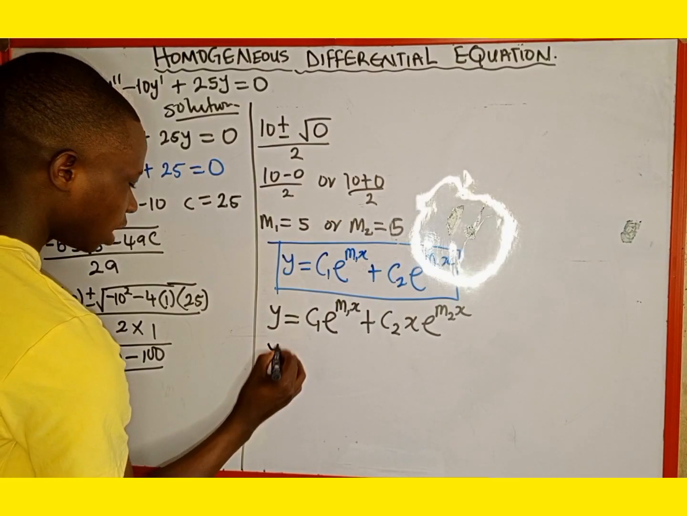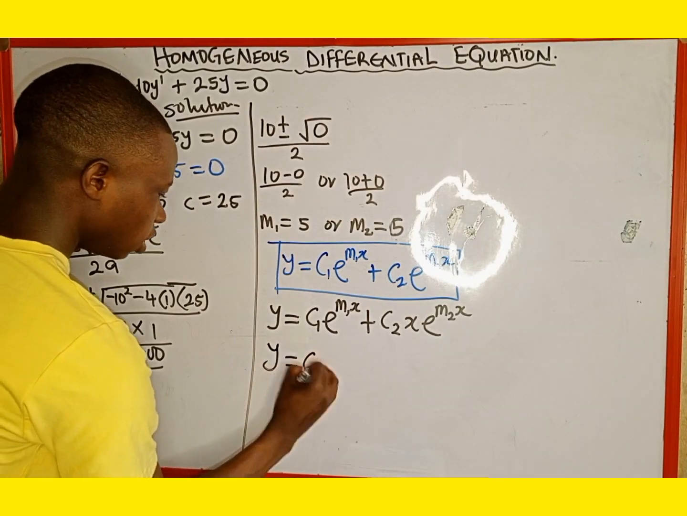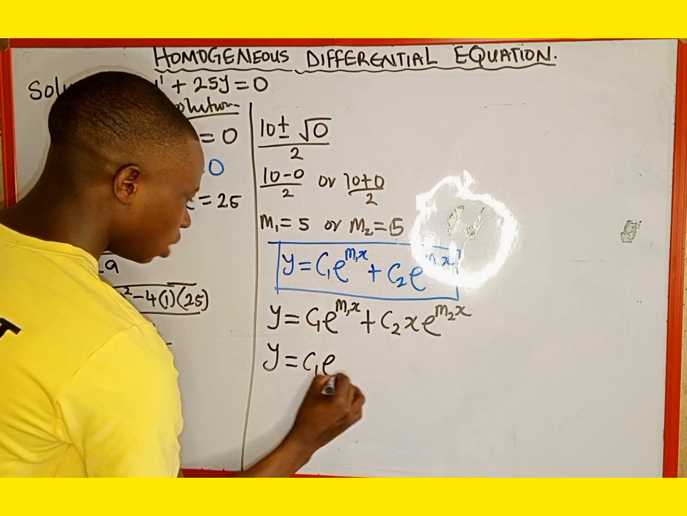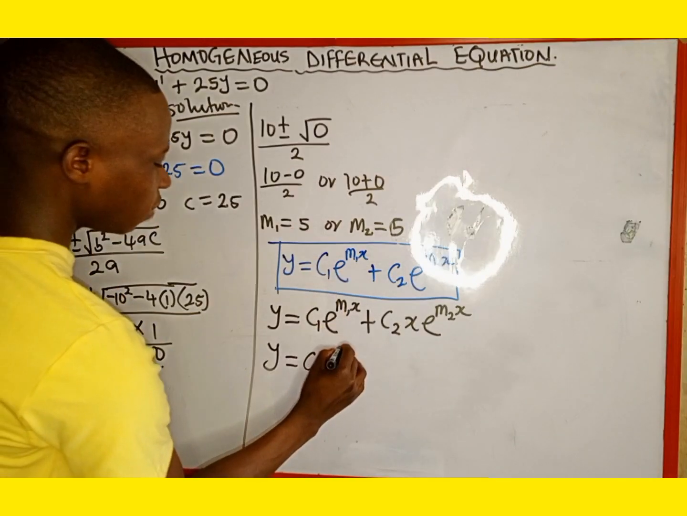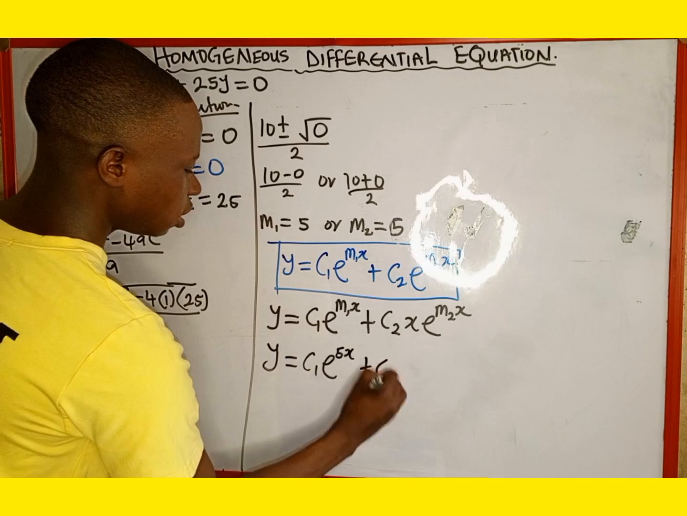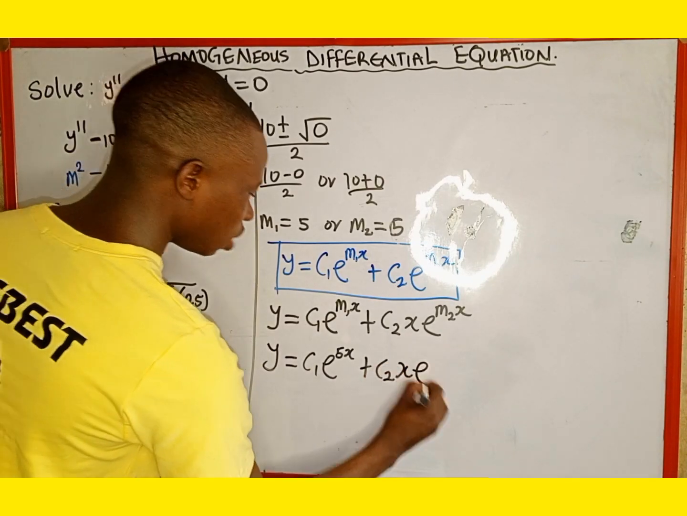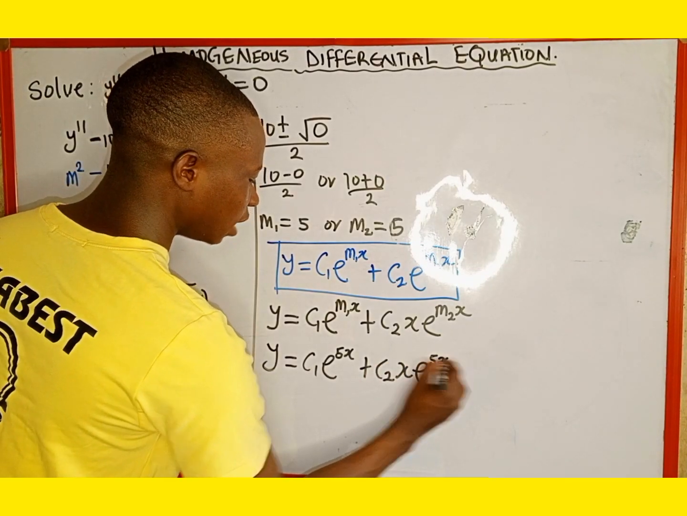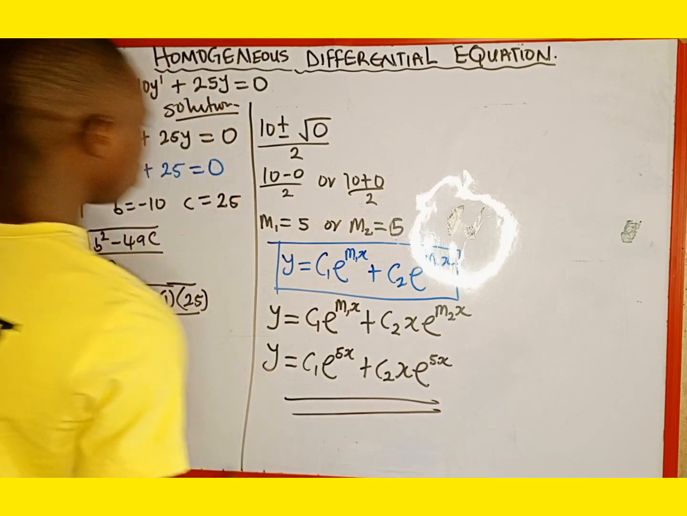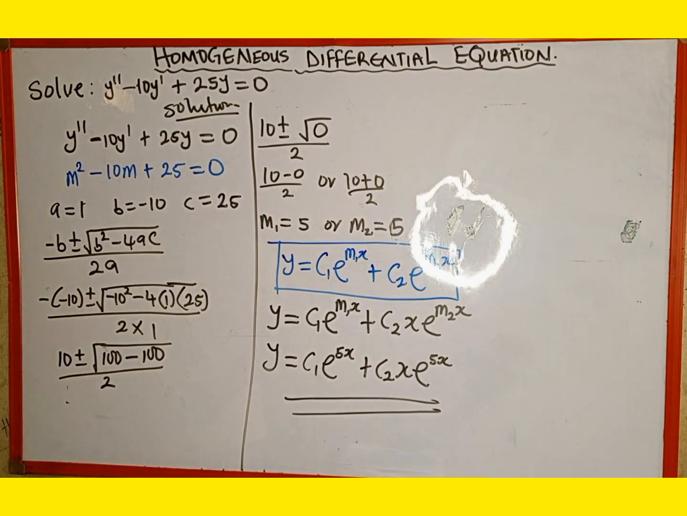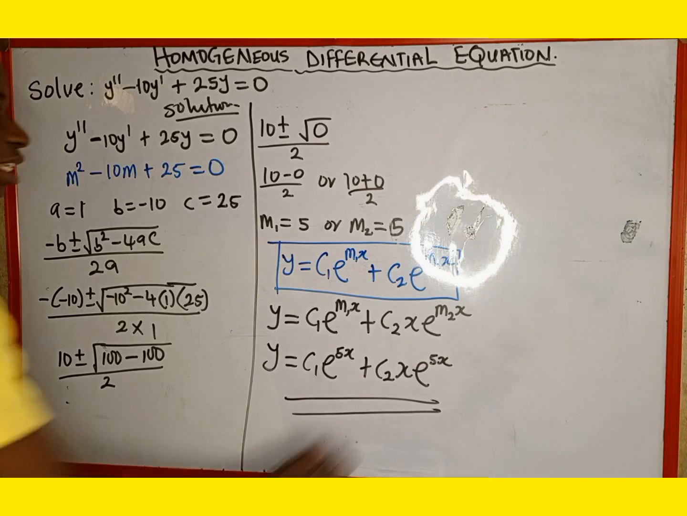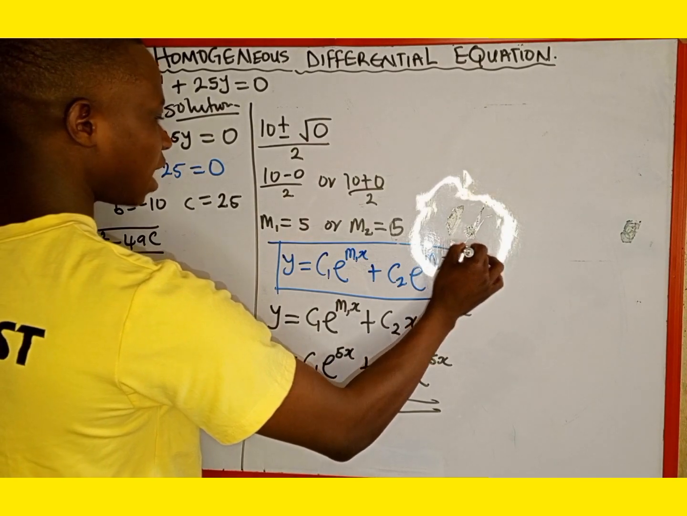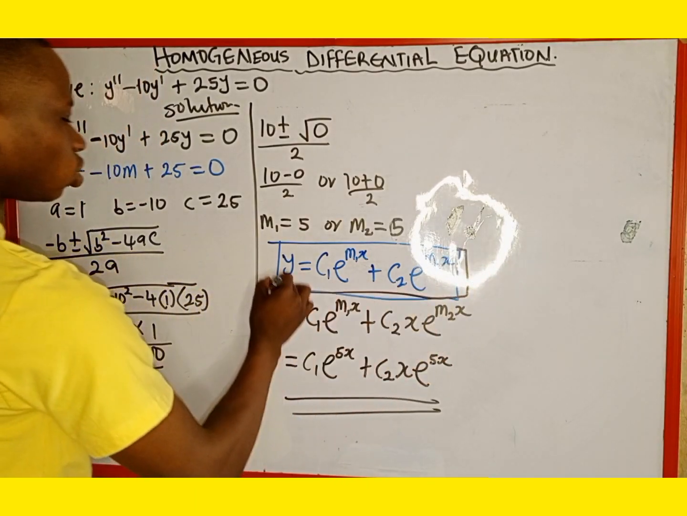So substituting into the general solution, we are going to have y = c1 e^(5x) + c2 x e^(5x). So this is the general solution of this given second order homogeneous differential equation when the roots are equal. And this is different from what we solved in our last class when the roots are not equal.